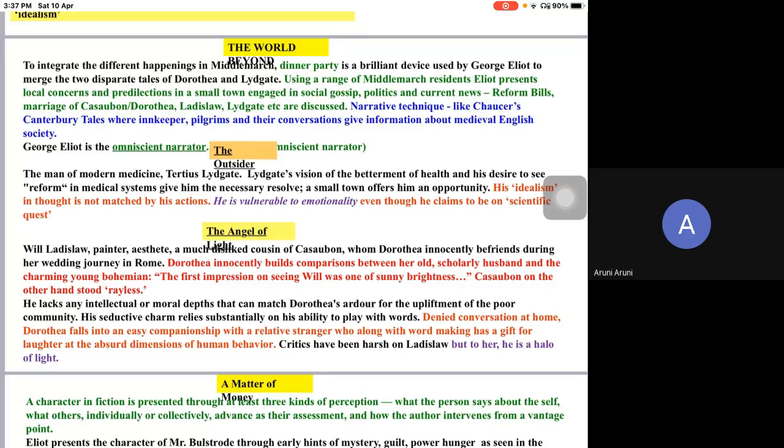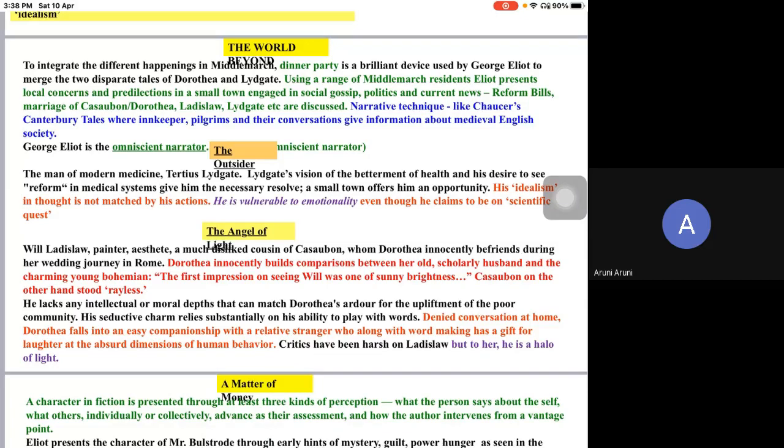His seductive charm relies substantially on his ability to play with words. So Ladislaw does not have as much depth as Dorothea has for the upliftment of the poor and other topics like that. Yet he is very engaging. His charm lies entirely in his way of playing with words. And Dorothea, who is denied conversations at home, falls for this companionship that Will Ladislaw offers her.